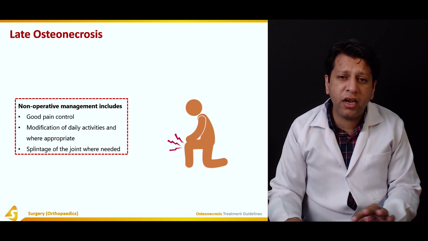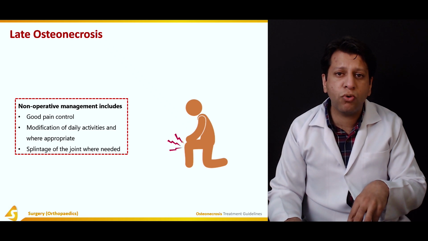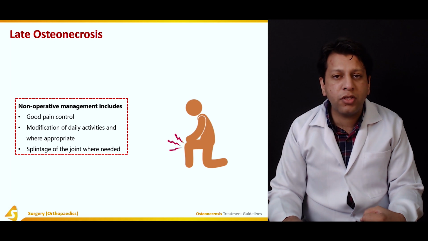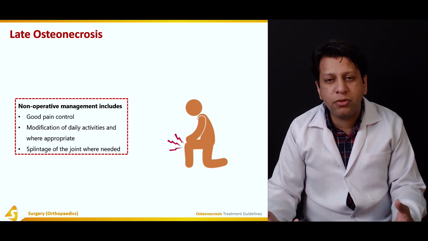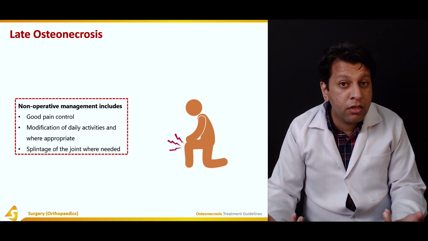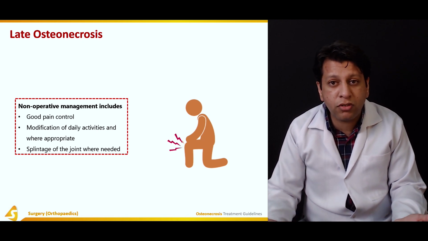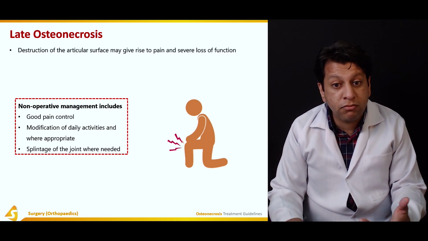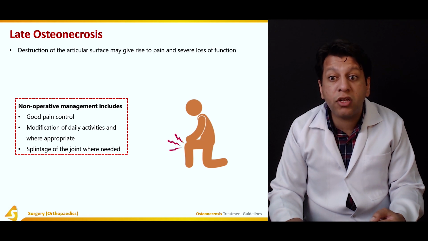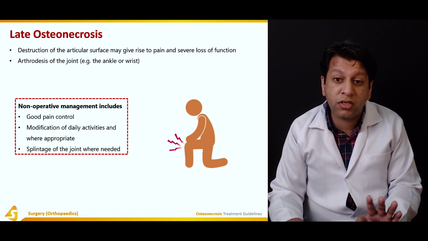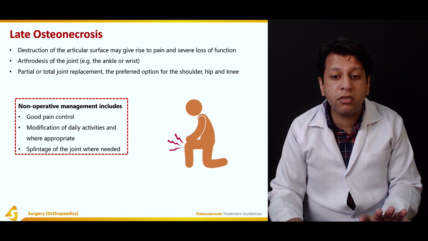In case of late osteonecrosis, the bone has fragmented and the head has collapsed. That is, the joint is deformed. When the joint becomes deformed, the options are either replacement, which is usually done in case of hip and knee, or arthrodesis. That is, you just fuse the joint so that the pain goes away, in case of wrist and ankle. Destruction of the articular surface may give rise to pain and severe loss of function. Arthrodesis of a joint is an option, for example in case of ankle or wrist. Partial or total joint replacement is the preferred option for shoulder, hip, and knee.